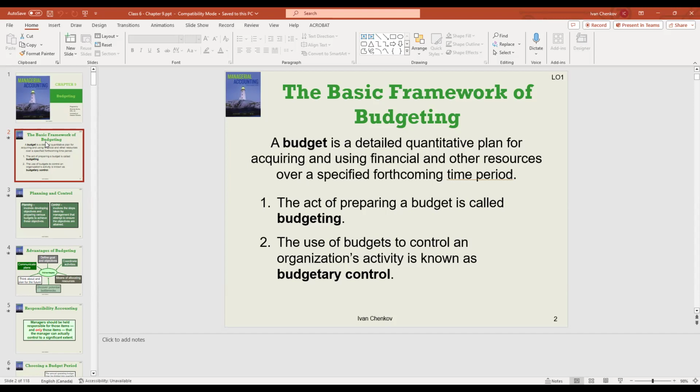The act of preparing the budget is called budgeting, and the budget is used, obviously, for control. Why do we need it for control? Because we always want to compare where we are to where we're supposed to be. And that's called budgetary control.